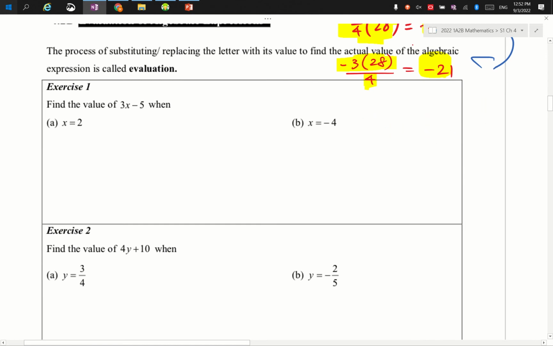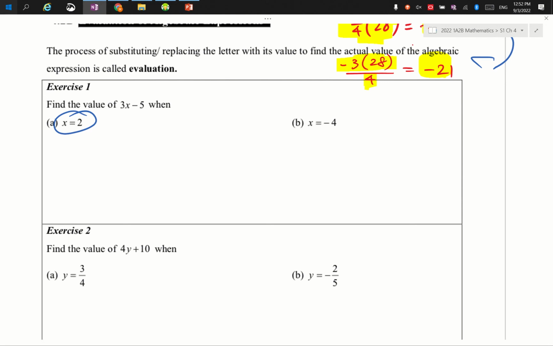First one, exercise 1. Find the value of 3x minus 5. Find the value of 3x minus 5 when x equals to 2. Do you understand the question? Find out what is 3x minus 5. Then you'll be like, hey, but I don't know what's x. No, they did tell you x is 2. Every time you see x, it becomes 2. Alright, x equals to 2. That's what they want you to understand.